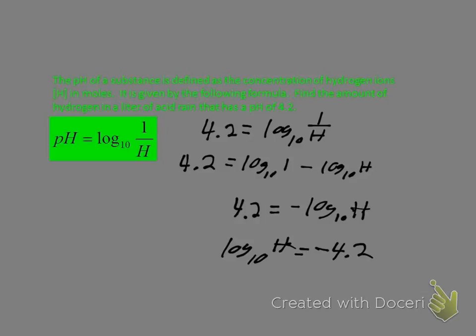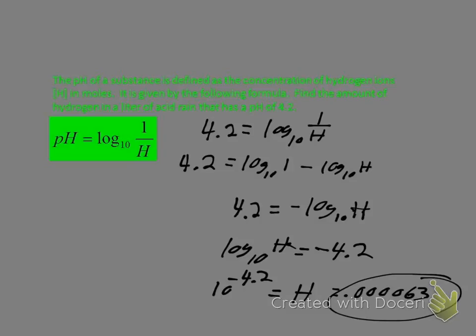And from there, hopefully it's obvious what you have to do next. You have to switch it. So you get 10 to the negative 4.2 equals H, and then evaluate that in the calculator, which is going to end up being about 0.00063. Okay, so just so you guys have seen one word problem with this.